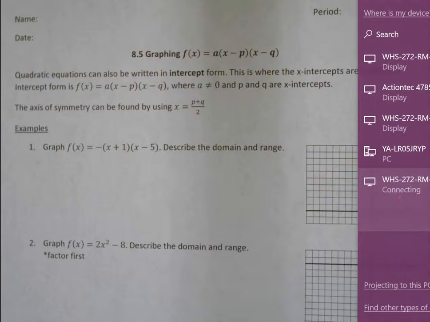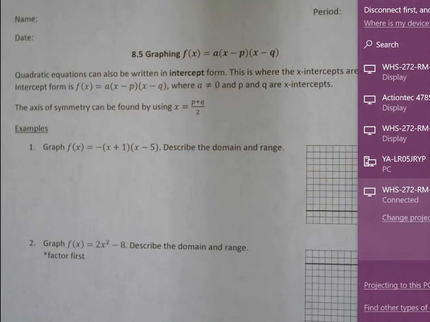So today we are graphing equations in what's called intercept form. It's where it's already factored, and the numbers that I have inside the factors are where it crosses the x-axis. So we'll see in just a second.